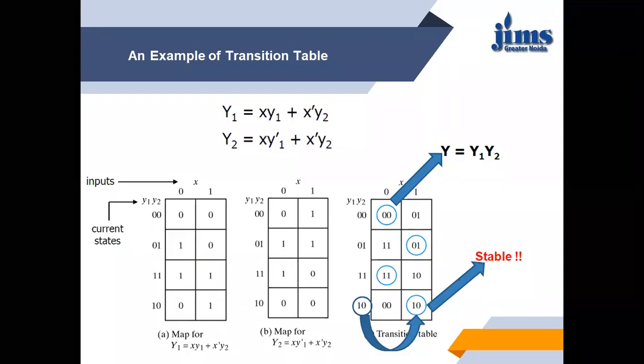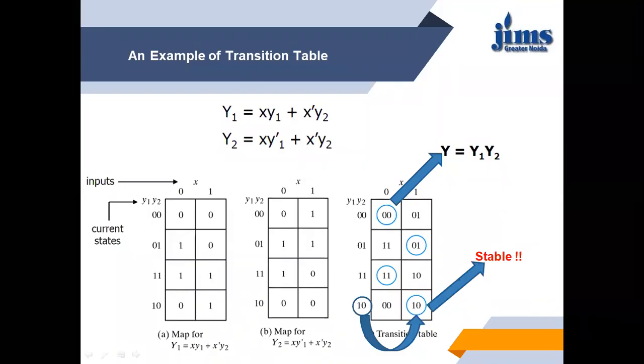So the transition table tells us how the transition takes place when we change the input variable or the secondary variable, and which will be the stable state. A circle will be in the stable state, that means small y is equal to capital Y.